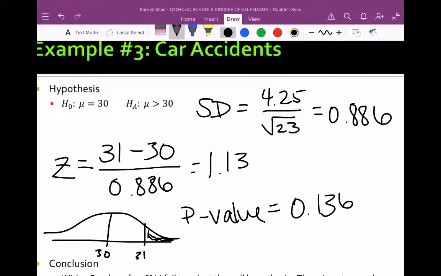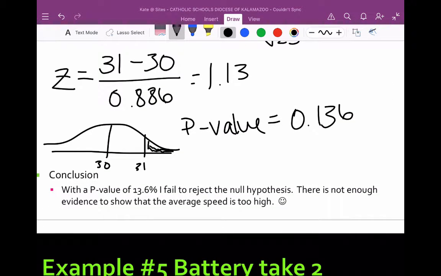It is above all 3 alpha levels that are commonly used. So because it's high, that means we'll end up failing to reject the null hypothesis. So our conclusion is that with a p-value of 13.6%, I fail to reject the null hypothesis. There is not enough evidence to show that the average speed is in fact too high. Apparently, this person living in the neighborhood is just a busybody, and he has no evidence to suggest that people actually are speeding.